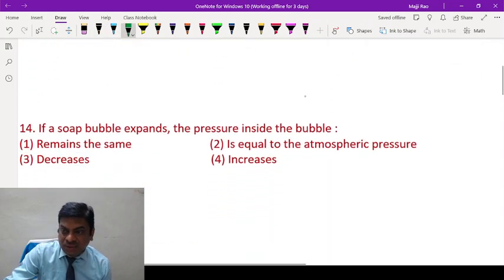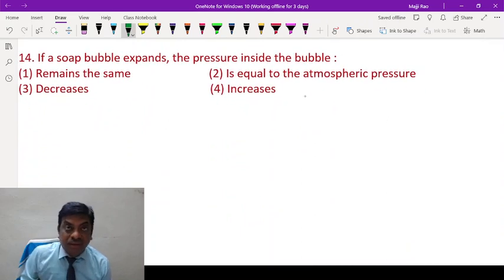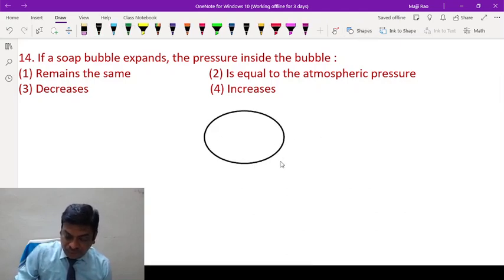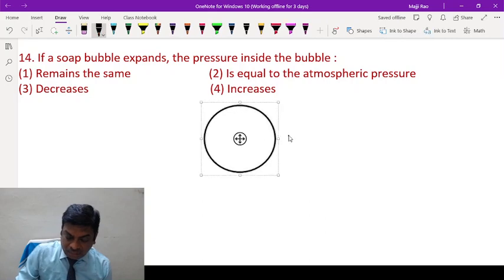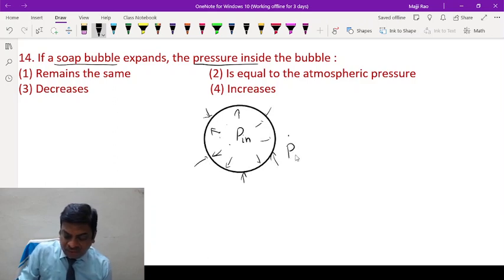Then moving on to the next question, question number 14. If a soap bubble expands, the pressure inside the bubble? Now as we all know, the pressure inside the bubble is given by outside pressure plus 4T/R. Since it's a bubble, you have to use 4T/R. So if I write inside pressure as P_in and outside pressure, which is nothing but atmospheric pressure, for now I'll take it as P_o or P_out.